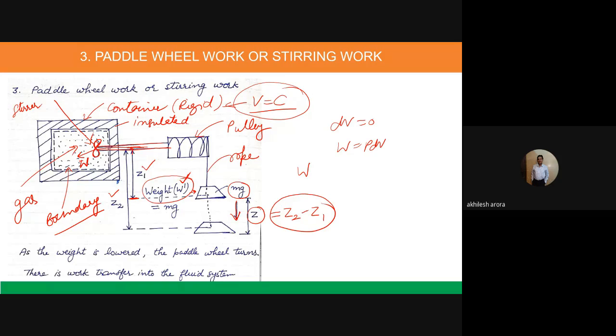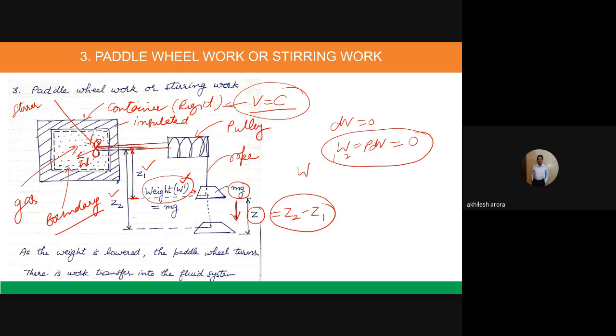What is PdV work equal to? It is equal to 0. So there is no work. Whatever work we are inputting into the system, where will that go? Internal energy will change. Its internal energy will increase, its temperature will increase, because we have already said that the container is insulated basically.